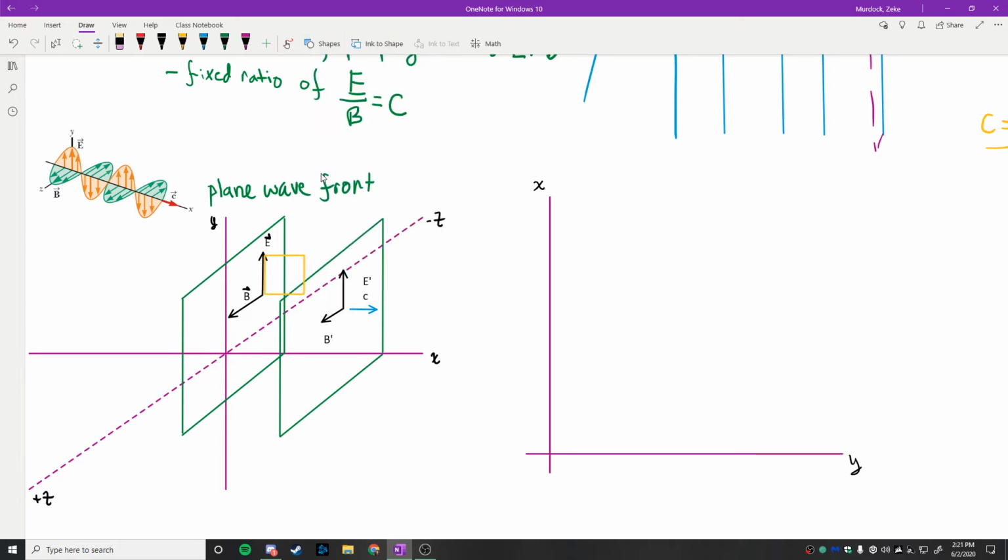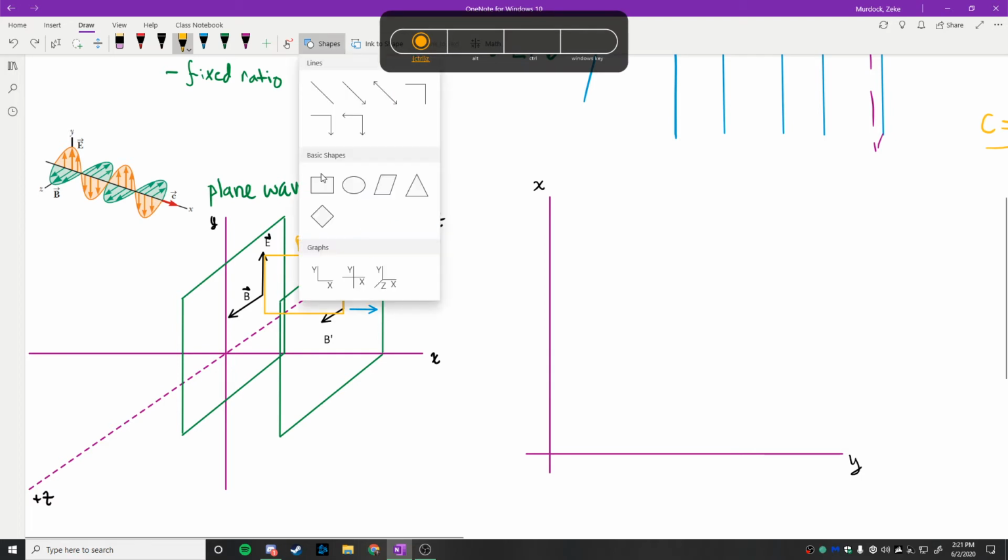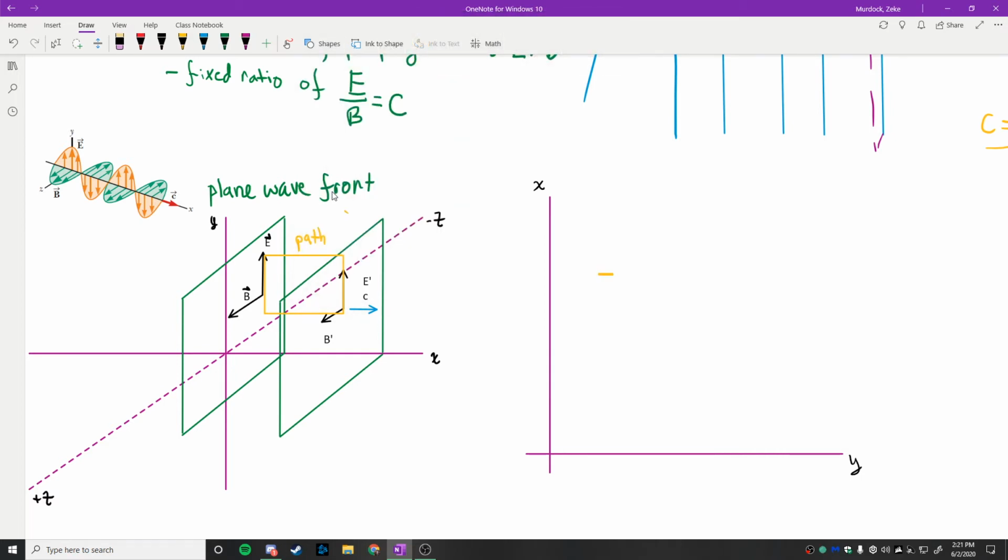We're going to look at something like this. That's going to be a path in space that we're going to traverse. That path is going to show up like that. There's a box again. That path is going to show up like this on our space, and we're just going to blow it up. And we're going to say that one side of this has length A. The other side is going to have a length that we're going to call delta X.